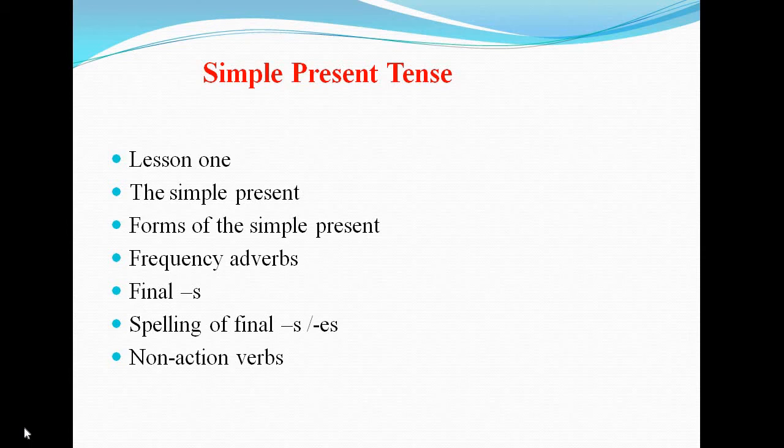I'm going to teach you the useful way of the simple present tense. Let's begin this lesson. Form of the simple present tense: frequency adverbs, final s, spelling of final s and es, non-action verbs.